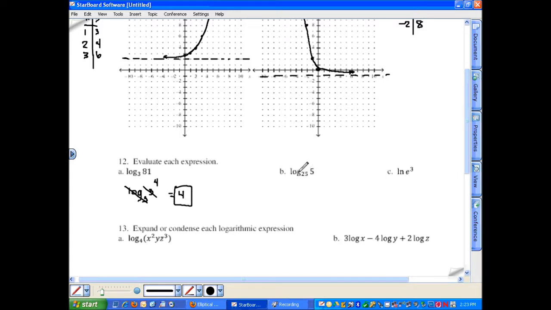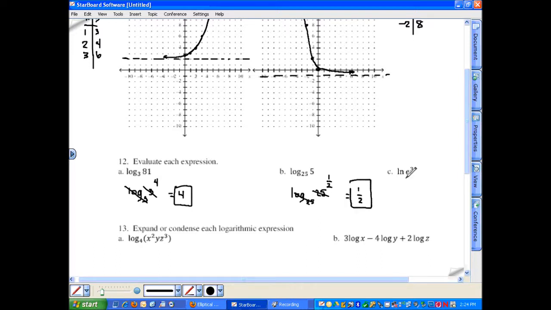Same on part B. We need to try to write 5 as 25 to some power. It turns out that 5 is the same as 25 to the 1/2, because any 1/2 power is the same as the square root, and the square root of 25 is 5. So the log base 25 of 25 to the 1/2, the two bases of 25 cancel, leaving a 1/2.